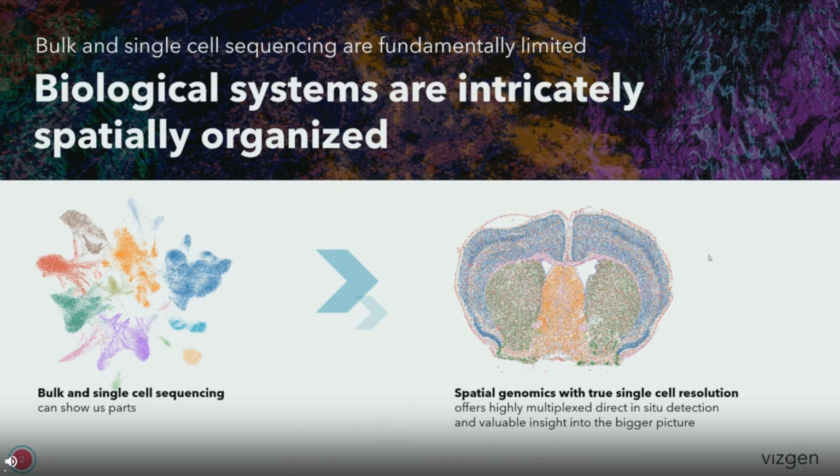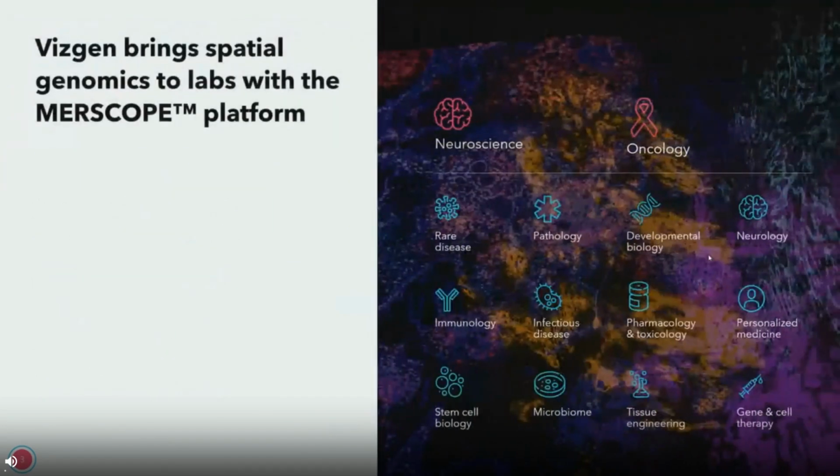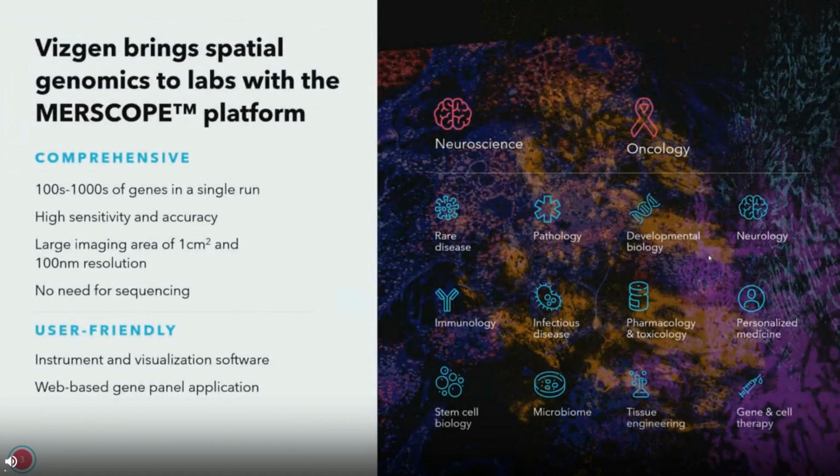In recent years, a new field called spatial genomics emerged, which really aims to add the critical spatial component back to the picture. With spatially resolved single-cell genomics, we are now witnessing another revolution in genomics research. And as a company, Vizgen is bringing the first true single-cell spatial transcriptomic platform, called MERSCOPE, to the market.